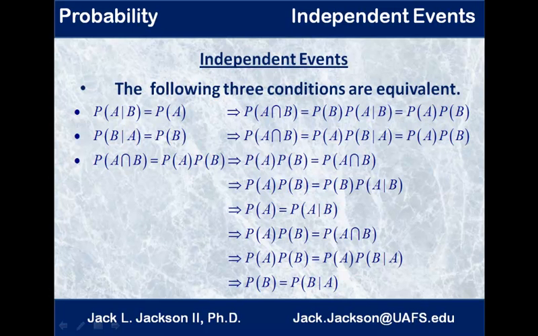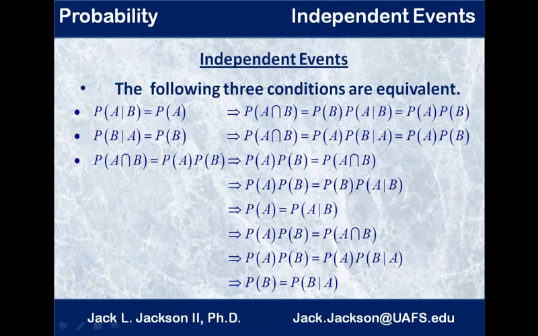Now we're going to show that the third one implies the first two. So we can start with any one of the three and get the other two. If we have the third condition, the probability of A times the probability of B is the probability of the intersection. We know that. And we can replace the probability of the intersection with the probability of B times the probability of A given B. Now let's divide both sides by the probability of B, cancel that out, and we see the probability of A is the probability of A given B, and the first condition is true.